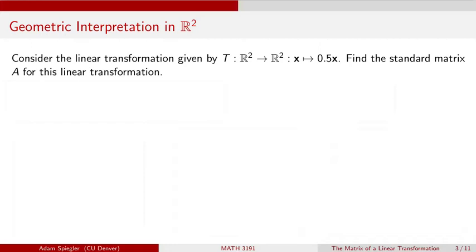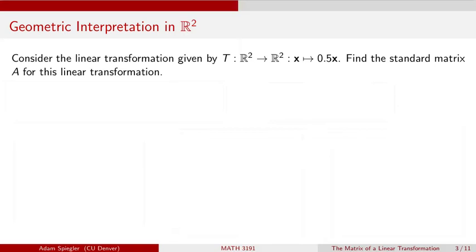So let's first consider the linear transformation T, which is going from R2 into R2, which takes a vector x, so this has an x1, x2, and maps it to 1/2 times vector x. Okay, so these are bold-font x's, just keep that in mind. So these are pairs, x1, x2 is being mapped to 0.5 times the pair x1, x2. So let's find the standard matrix A to represent this linear transformation.